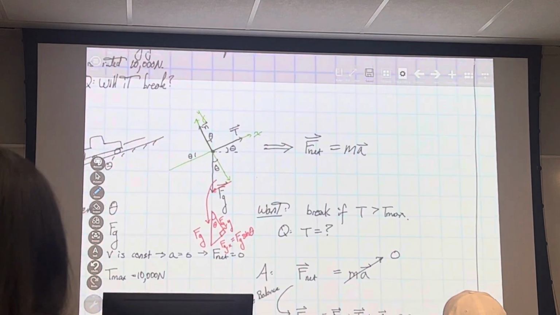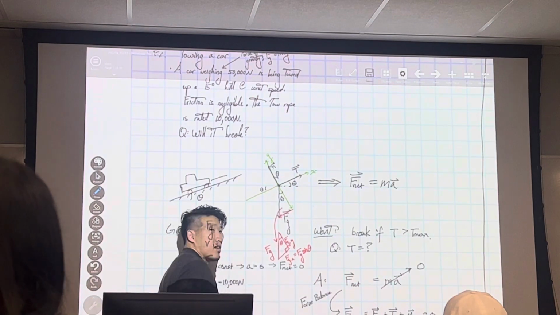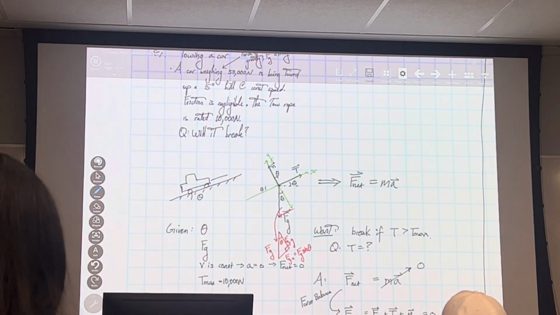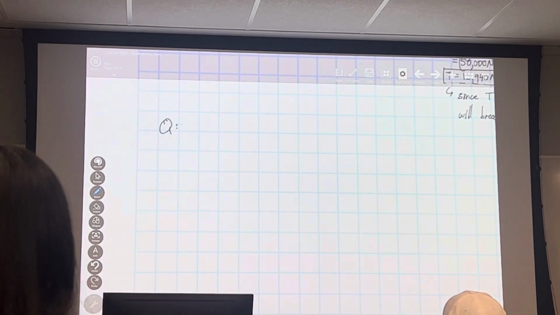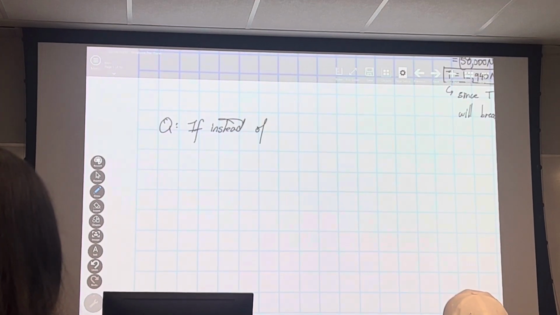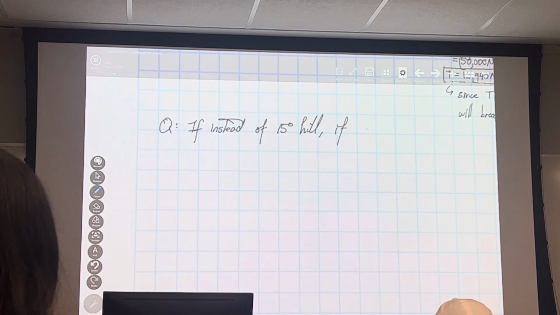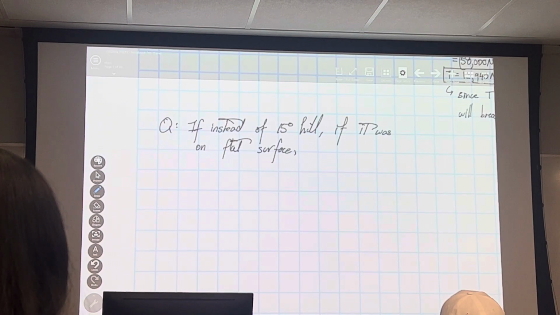So this is how the free body diagram is employed into using Newton's second law. Now let's slightly modify this problem before we move on to our second example. Question is, if instead of a 15-degree hill, it was on a flat surface, the same question, will it break?